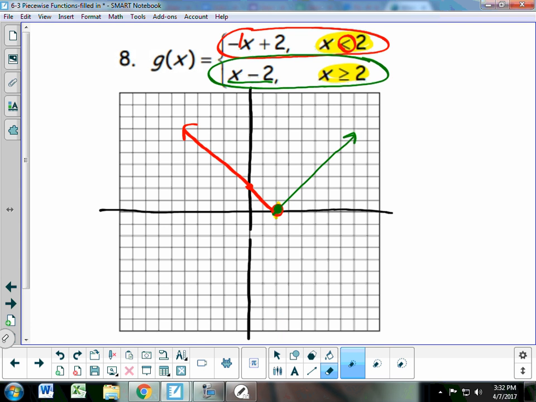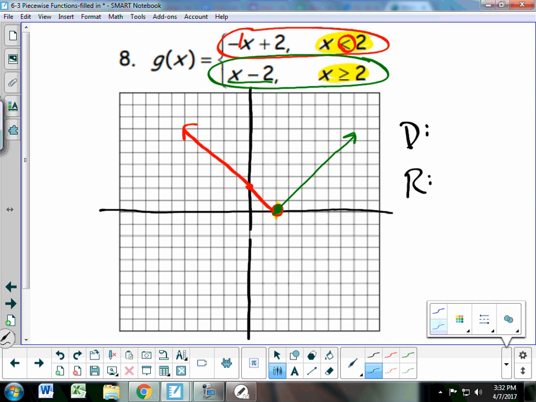All right, don't forget domain and range. It doesn't ask us to do that, but we can do it anyway. So domain is all real numbers because it's going forever left, forever right, and hits everything. And range is going to be y values greater than or equal to 0.